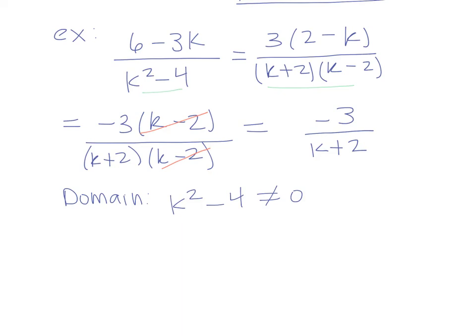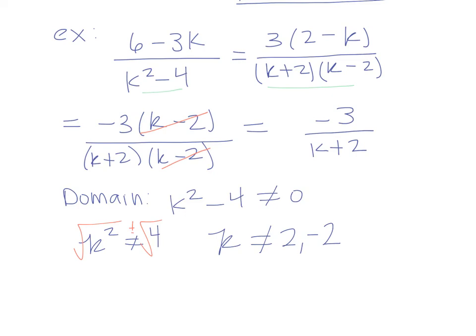Well, we can add 4 to both sides, and then take the square root of both sides. Okay, we've got to remember, if we introduce a square root to a number, we have to take the plus or minus case. So what we get here is, that should be not equal. So what we get here is k not equal to 2 or negative 2.